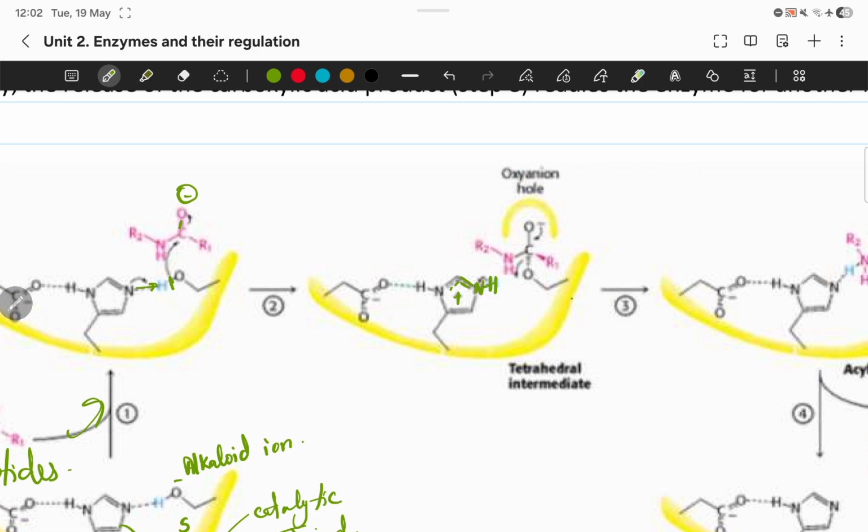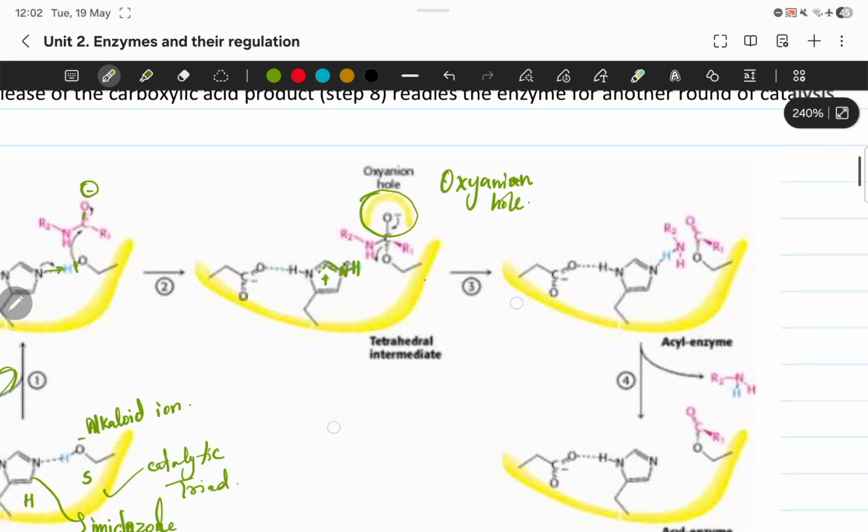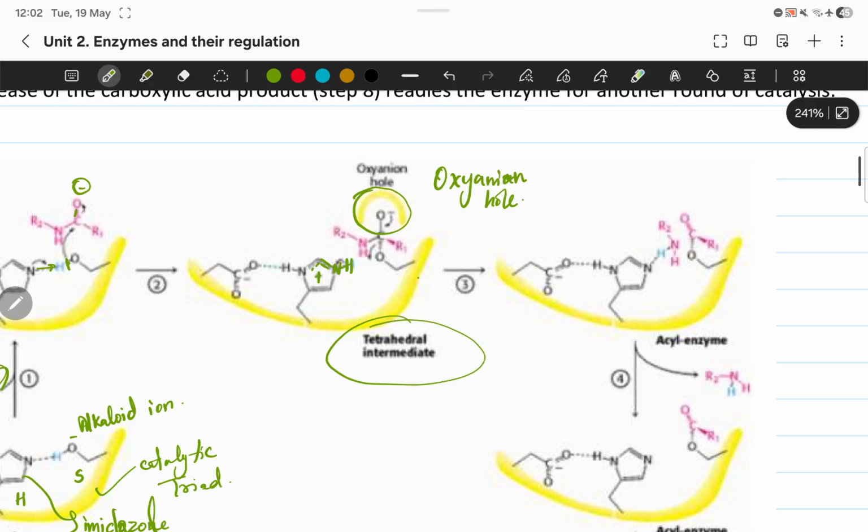So now this is the peptide plus serine, right? And this portion now is the oxyanion hole. This is the tetrahedral intermediate. We have now made an intermediate.